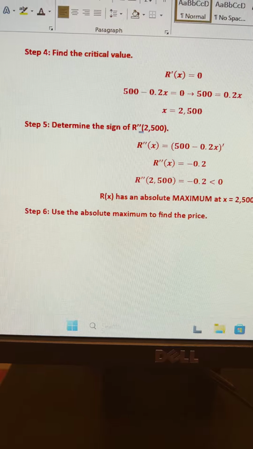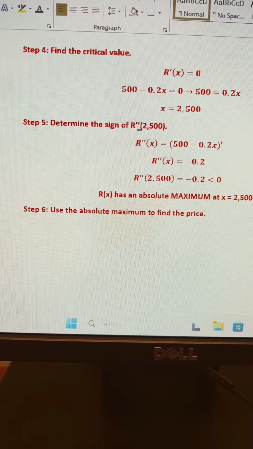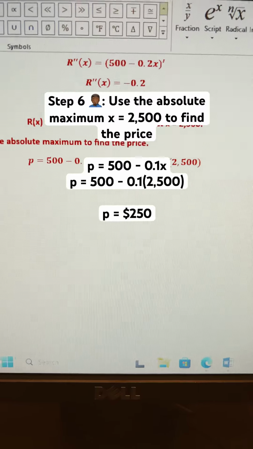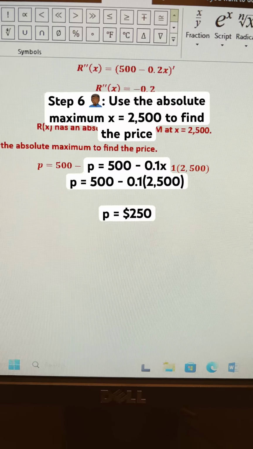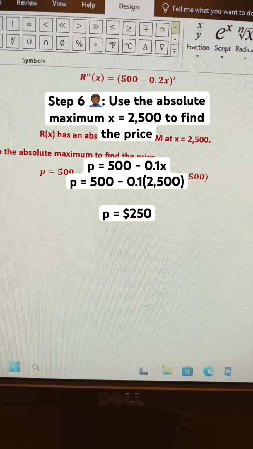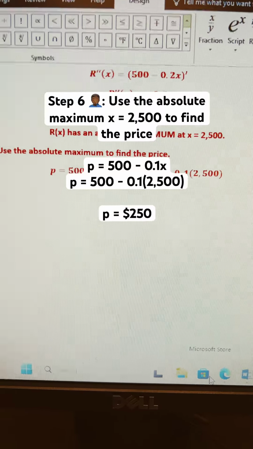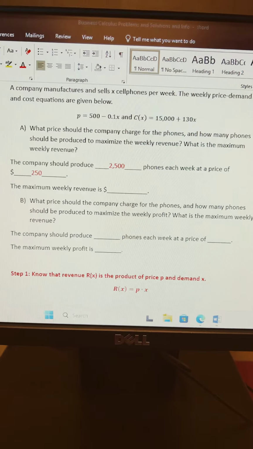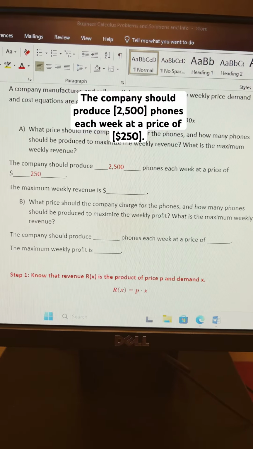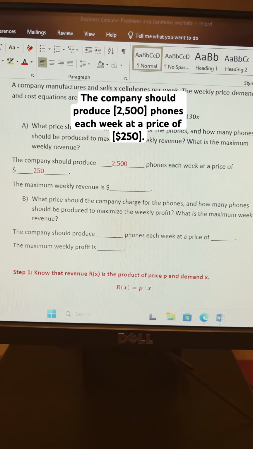Now step 6 is to use the absolute maximum to find the price. So remember how it said price p is equal to 500 minus 0.1x. So x is going to be 2500, so you just plug that in to find the price. This means your price is $250. So now we know that the company should produce 2,500 phones each week at a price of $250.